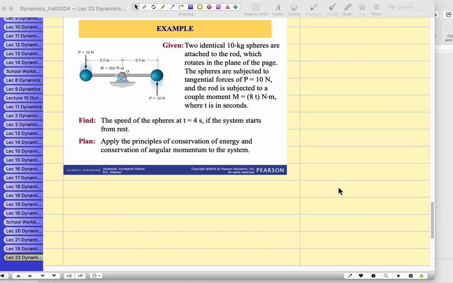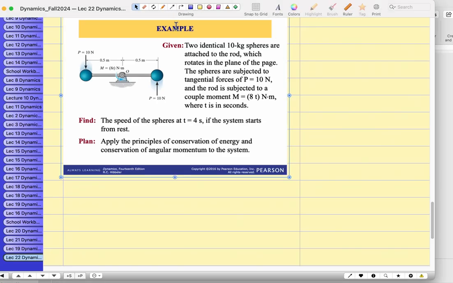There are two identical spheres, and the mass of each sphere is given. So m is given as 10 kilograms. They are attached to a rod, and if I say this is the rod, it rotates in the plane of the page. The spheres are subjected to a tangential force, so this force and this force are being applied on each sphere.